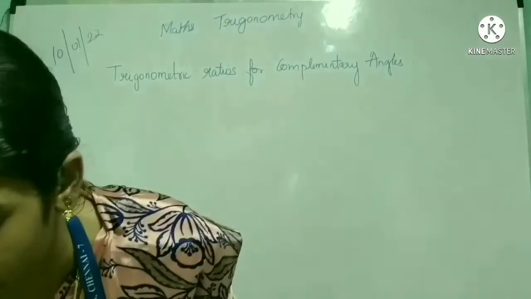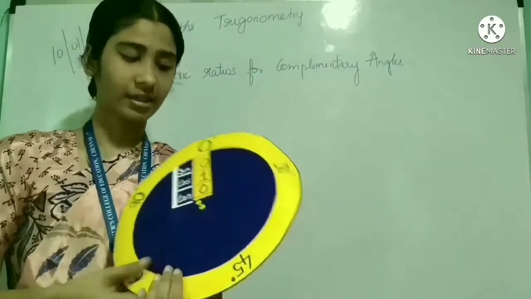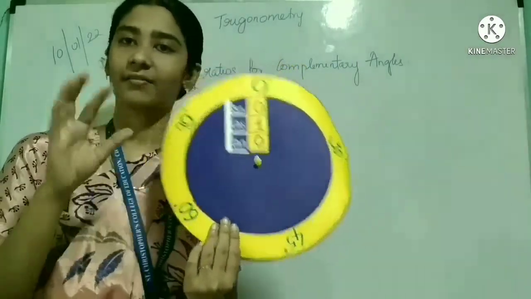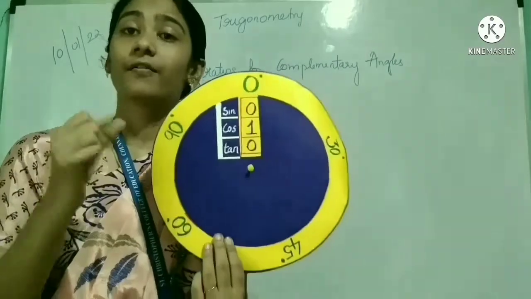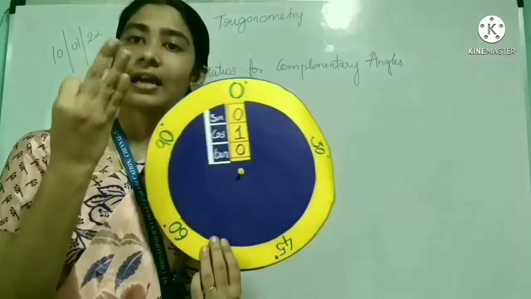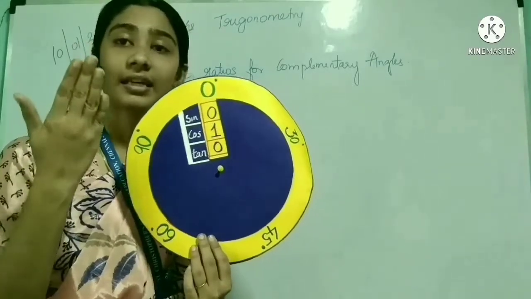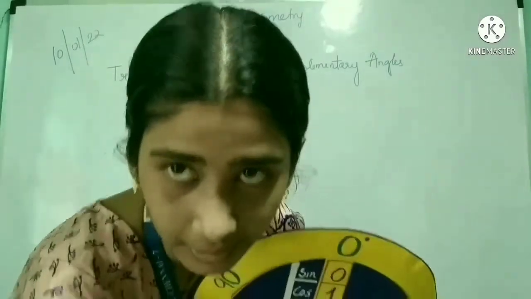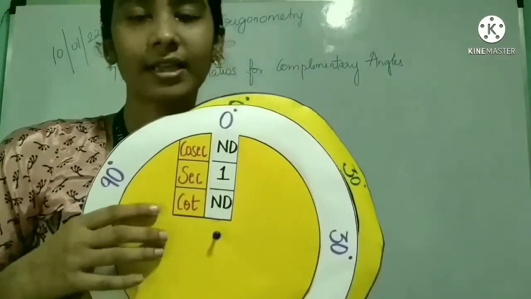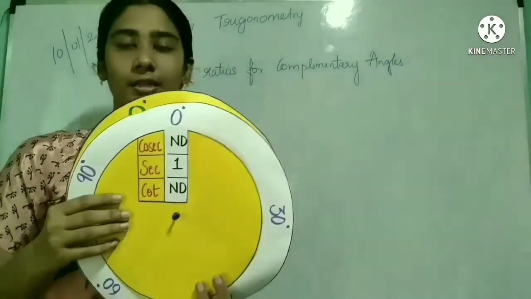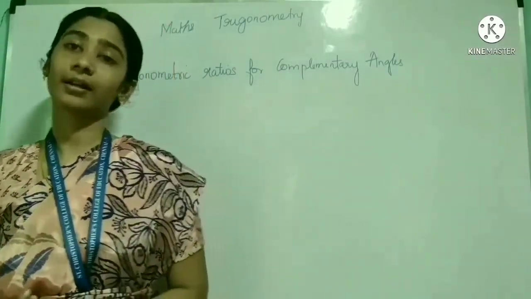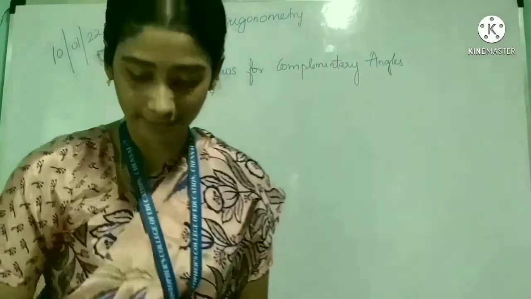0 degree. Yes, 0 degree. 30 degree, 45 degree, 60 and 90 degree. We learned about these 5 angles for cos, sine, tan, cosecant and secant. Then cot. Did we learn? Yes, did we learn about all these 6 ratios? Yes. Now we are going to learn about trigonometric ratios for complementary angles.